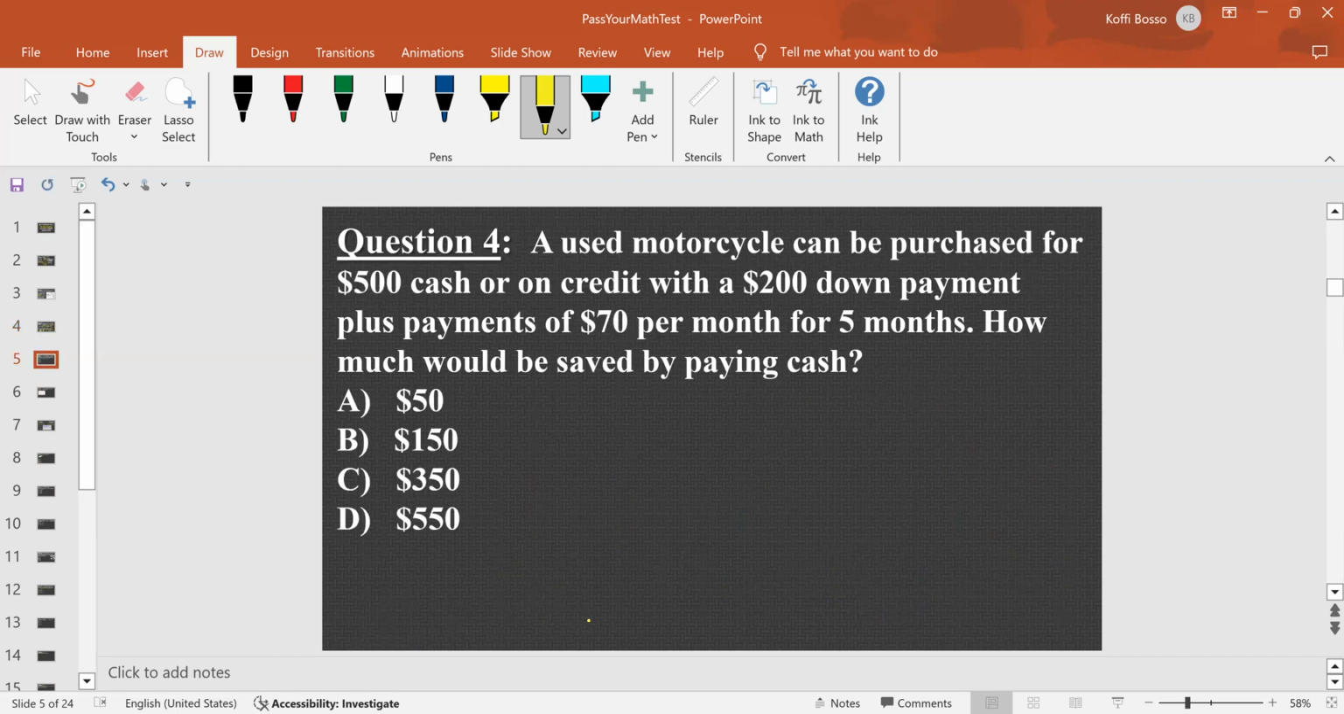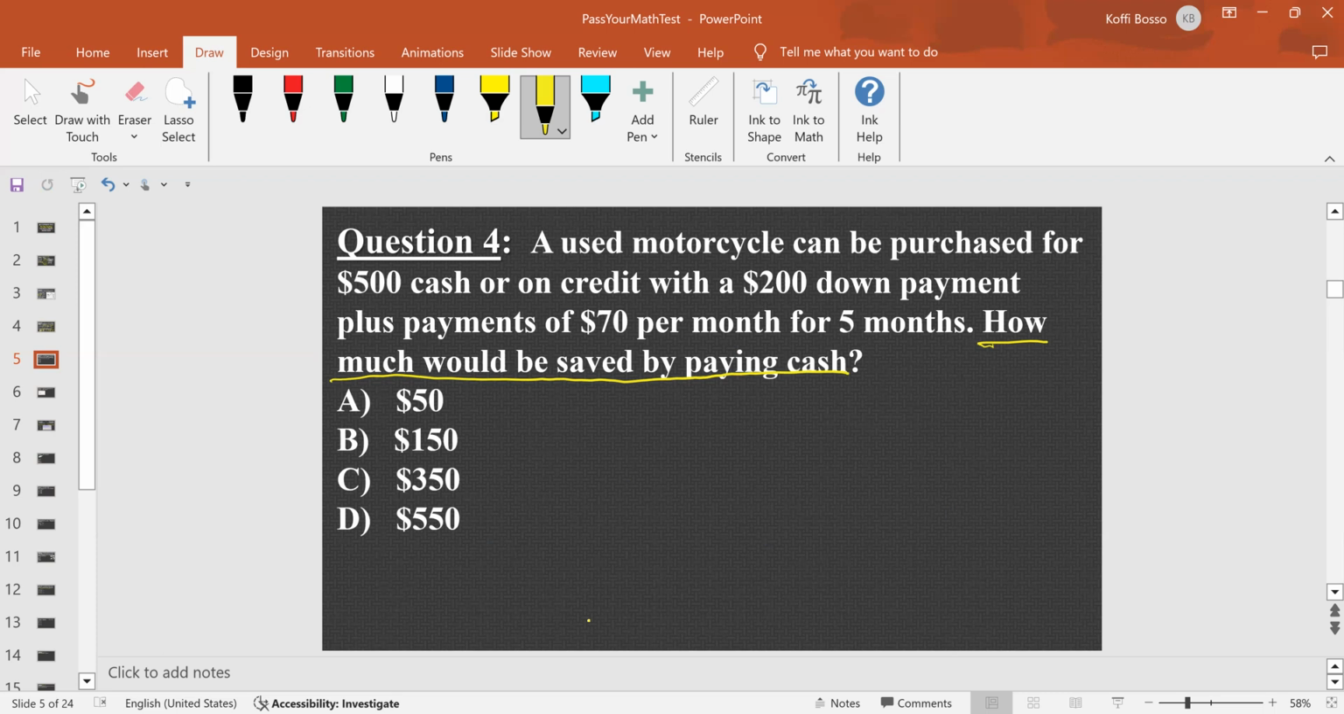Let's continue. Question number 4. For question number 4, they say a used motorcycle can be purchased for $500 cash or on credit with a $200 down payment plus payment of $70 per month for 5 months. How much would be saved by paying cash?